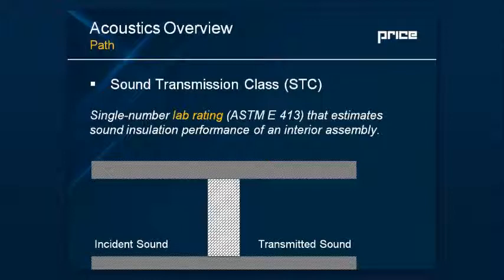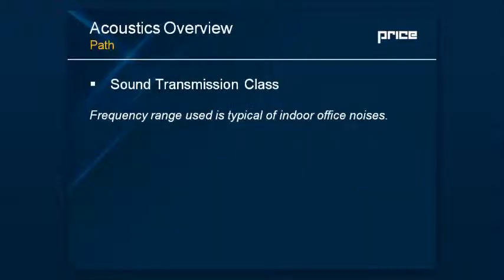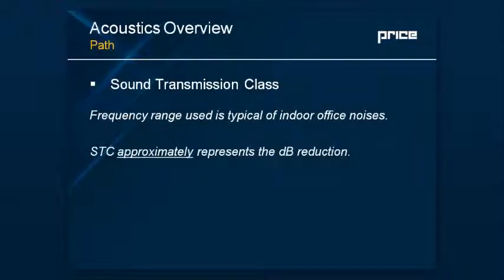Another component of the path is slabs and partitions. So really quickly, STC is basically a lab rating that's telling you the reduction in noise between incident sound and transmitted sound. The important takeaway here is it's a lab rating, so you're assuming a perfect scenario. It's worth pointing out that STC approximates to a dB reduction. So if you hear someone say this wall is STC 50, that's about a 50 dB reduction.